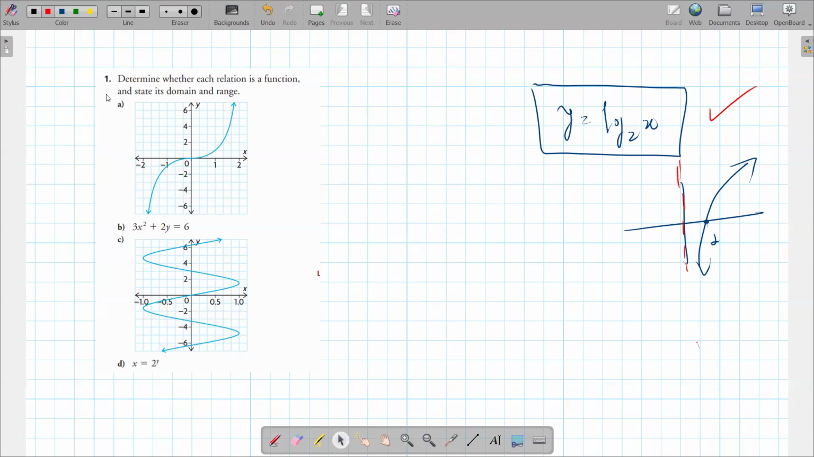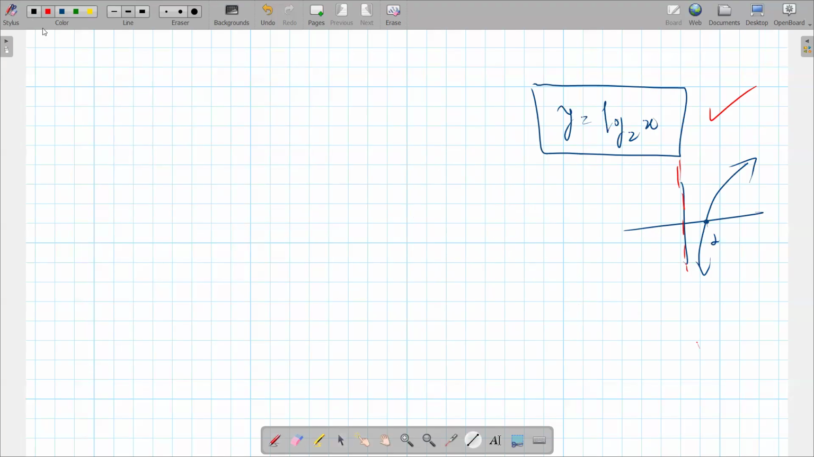I can make it more precise. So log of x is the inverse of an exponential function. Exponential has a horizontal asymptote. Log functions have a vertical asymptote on the y-axis.